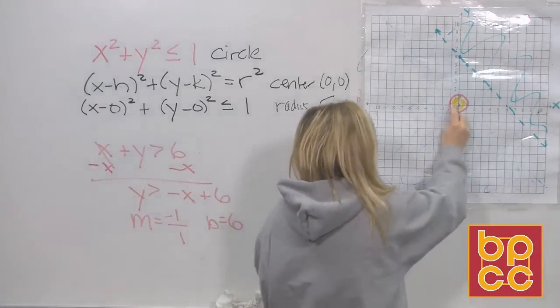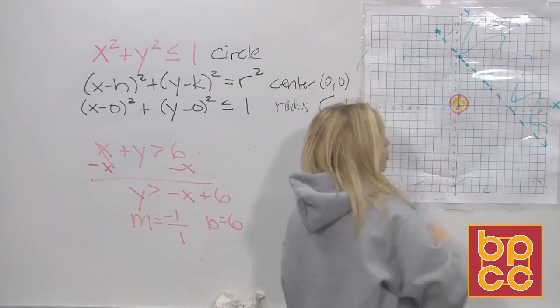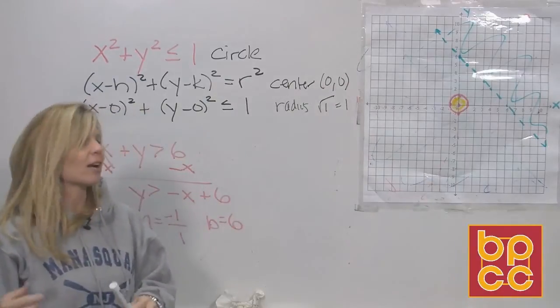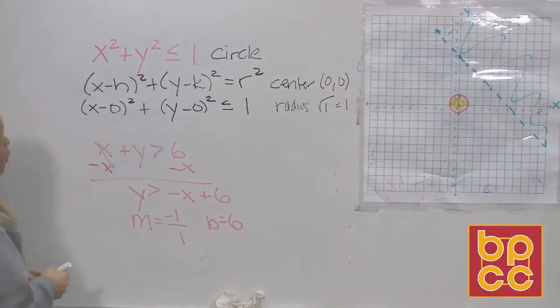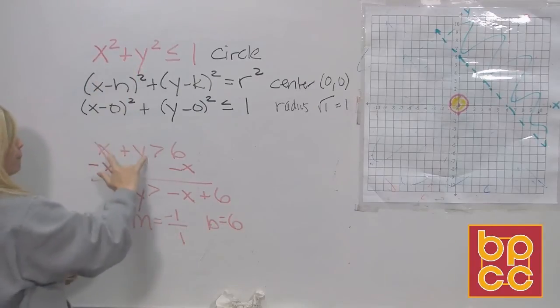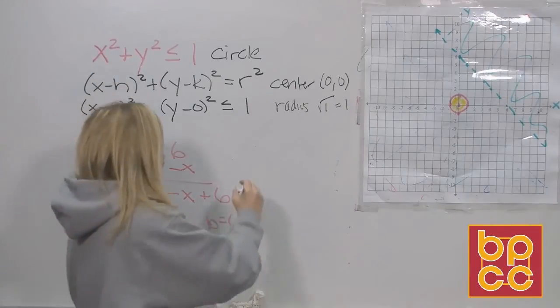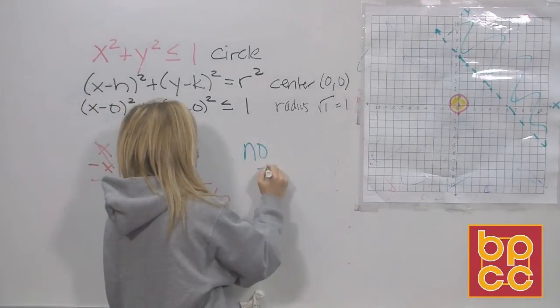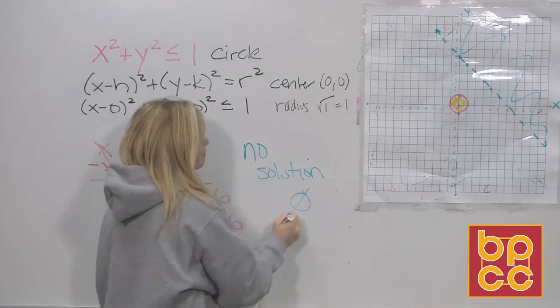No. Here's your yellow. Here's all the points that work for the circle. In green are all the points that work for the diagonal line. There is no intersection. So that means there's no x and y value you could put here and put here that will make both of these statements true. Therefore, there is no solution. Wow, does that ring a bell? There's your symbol.